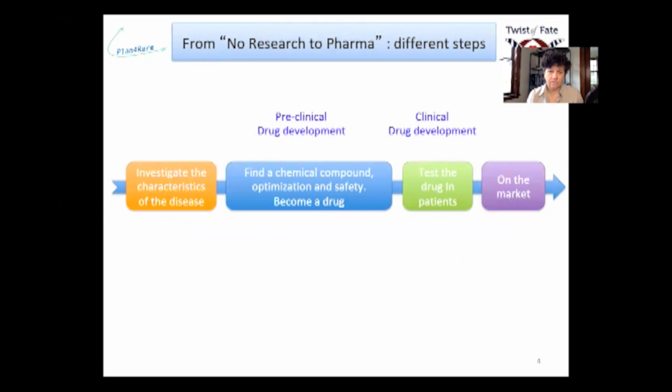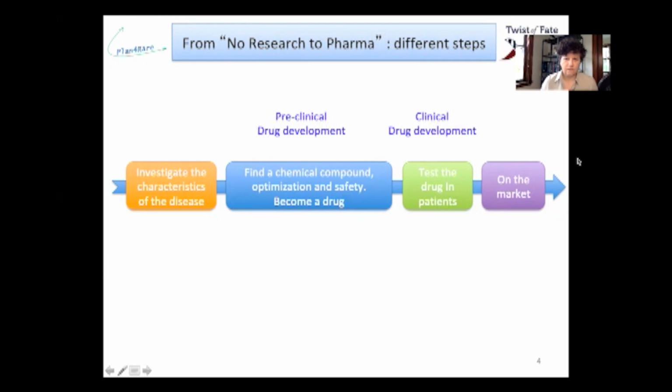The road to a drug on the market is often represented by a horizontal flowchart. Starting from investigation to characterize the disease, then molecules, also called chemical compounds, are tested for the disease, and undergo modification for optimization and safety to become a potential drug. These different steps are called the preclinical development. When the optimized chemical compound fulfills the requirements to be tested in humans, the clinical phases are performed before going to the market.